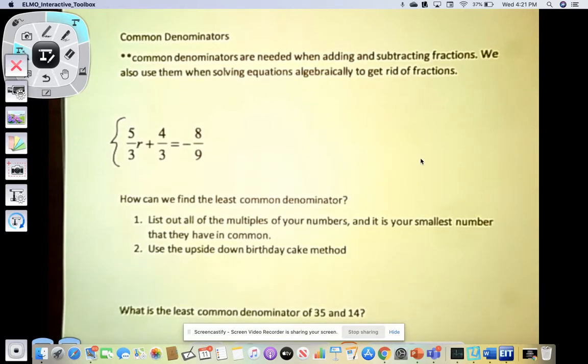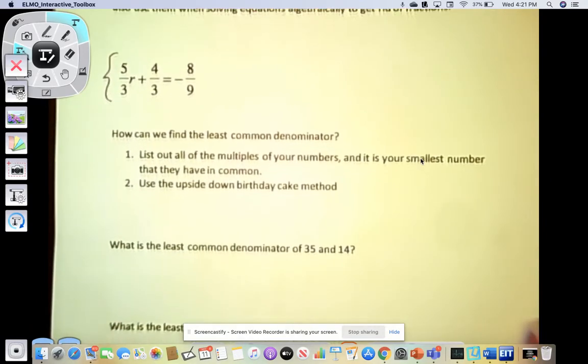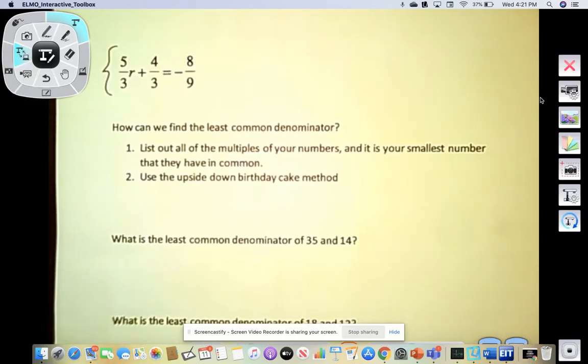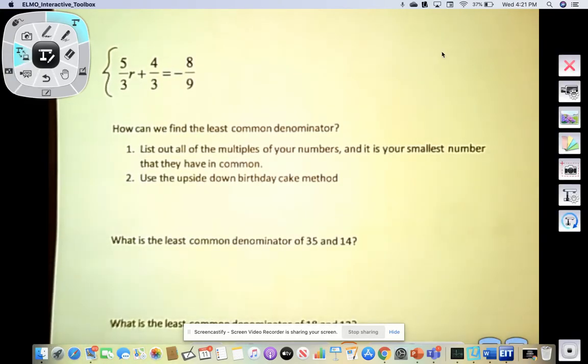So how do we find the least common denominator? Well, you can list out all of the multiples of your numbers, and the smallest number that they have in common is the least common denominator. That's the hardest way to do it. That's the most time consuming, and that's the way that I really would prefer not to use because it takes more time. So we're going to use something called the upside down birthday cake method.